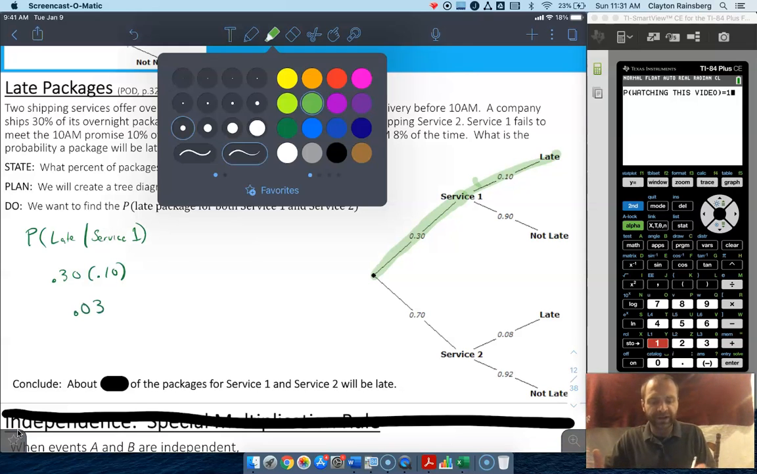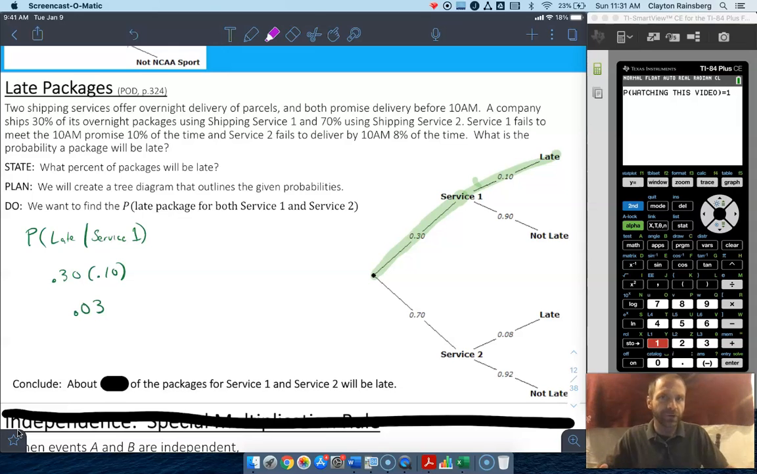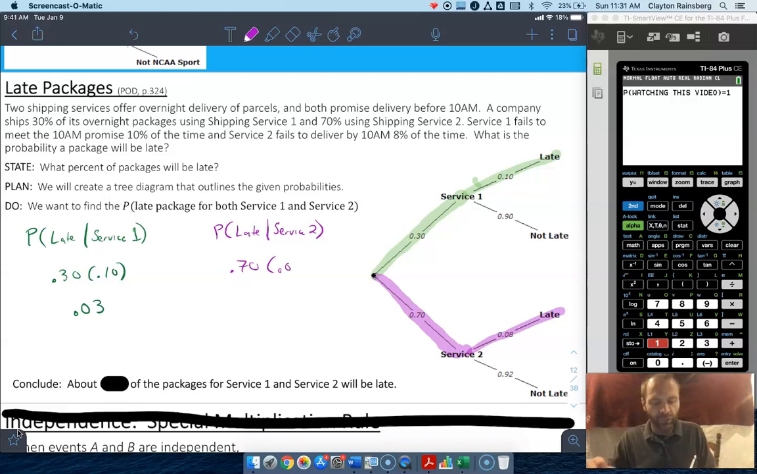But we didn't care if it's just service 1. We also want to know about service 2. So service 2, 70% of their packages go to service 2. Of those packages, 8% are late. So what does this mean? We're looking at the probability of late given that they are using service 2. So in that case, I have 0.70 times 0.08, which is 0.056.